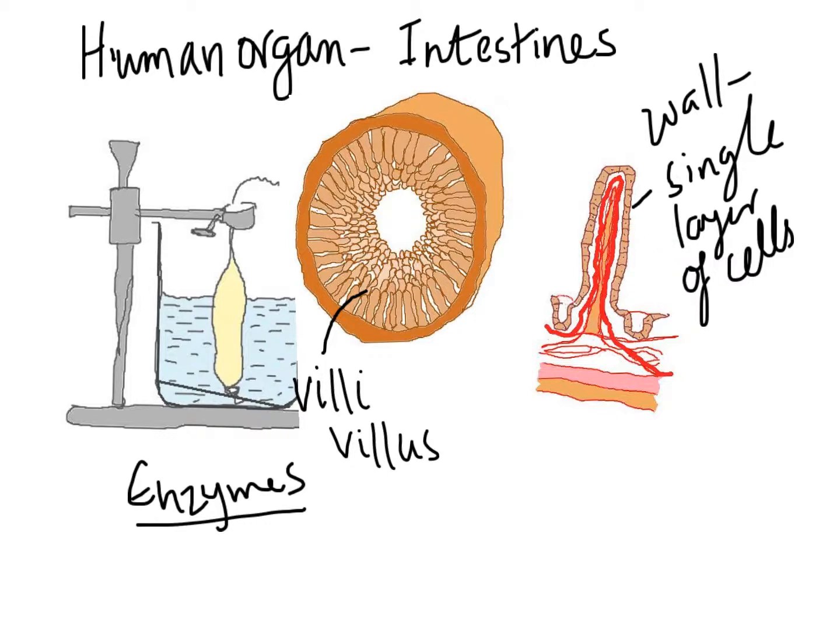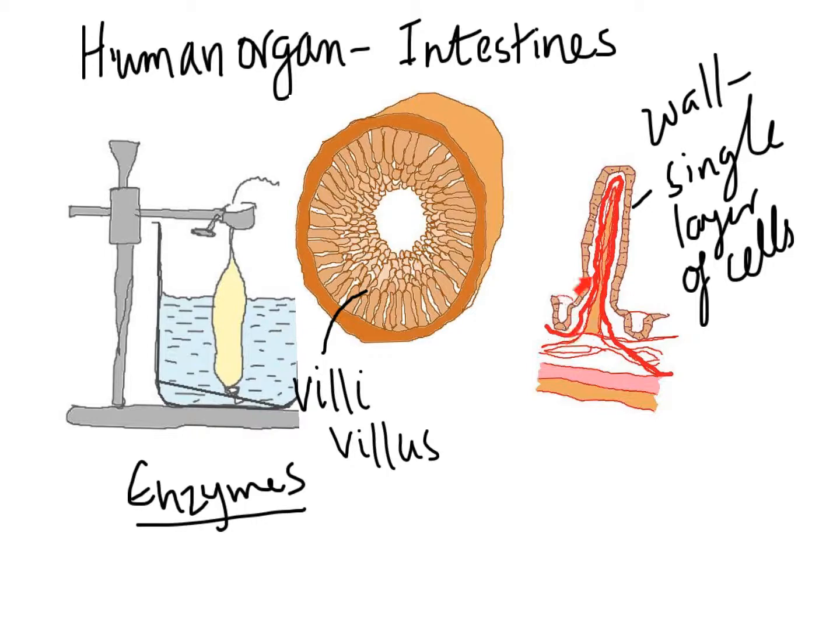Now the food is here. Okay, so the food is in this area. This is the inside of the small intestine. Okay, so food is digested here. So you've got the small molecules in this area, and they have to go through that wall. It has to go through that single wall there and straight into the bloodstream.